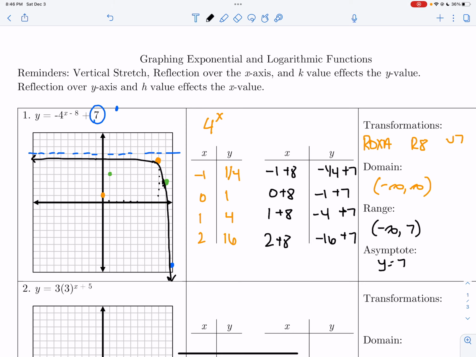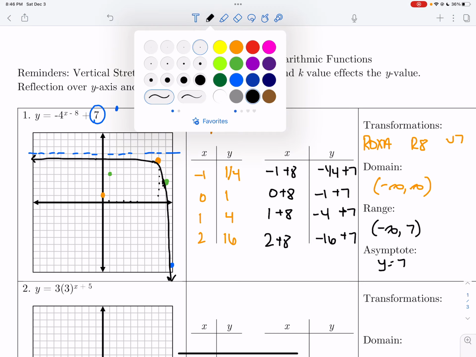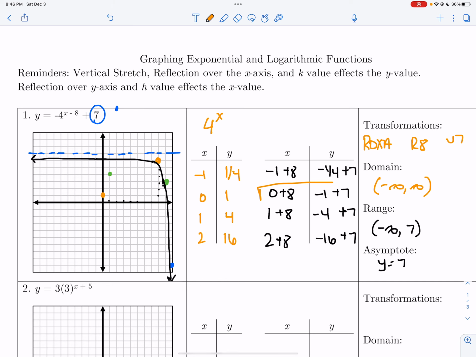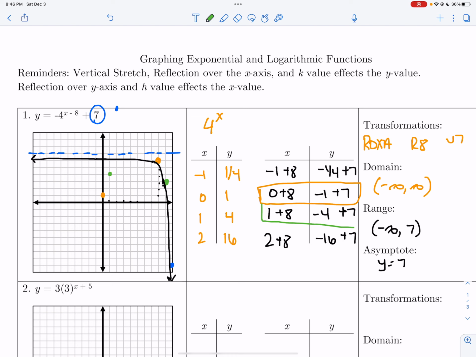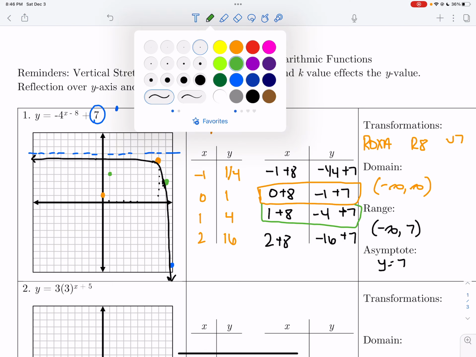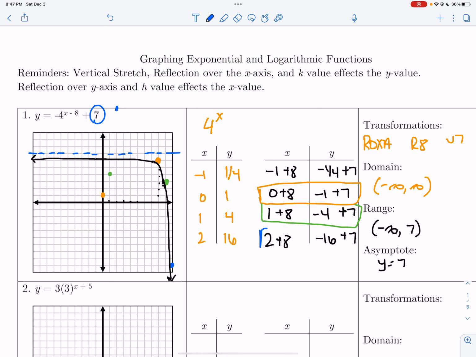So either way, you're going to get the same answer. I do prefer using the algebraic method, but sometimes it might be easier for you to do the graphical method and just use transformations.